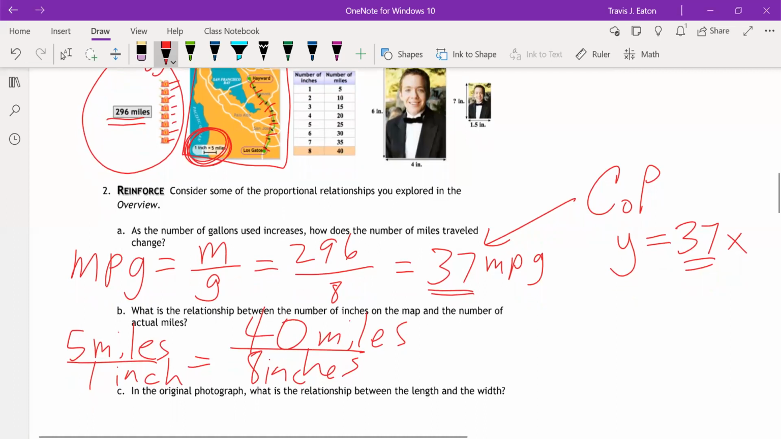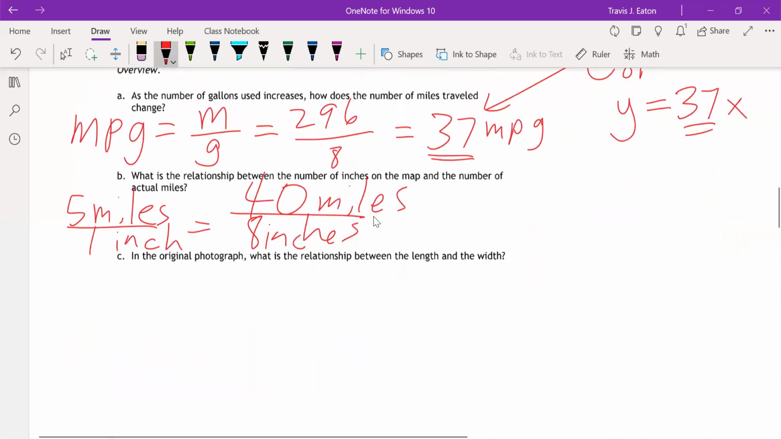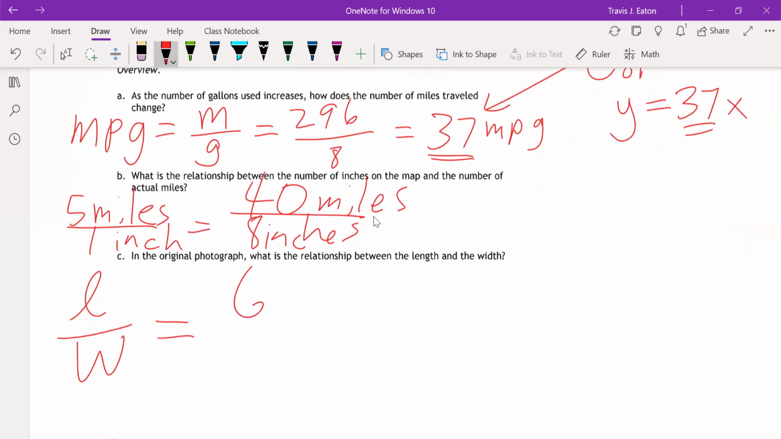And if we look at the last question here, in the original photograph, what is the relationship between the length and the width in this photograph? So we want to find that proportional relationship between the length and the width. Length to width. Well, the length was 6 inches. The width was 4 inches, right?